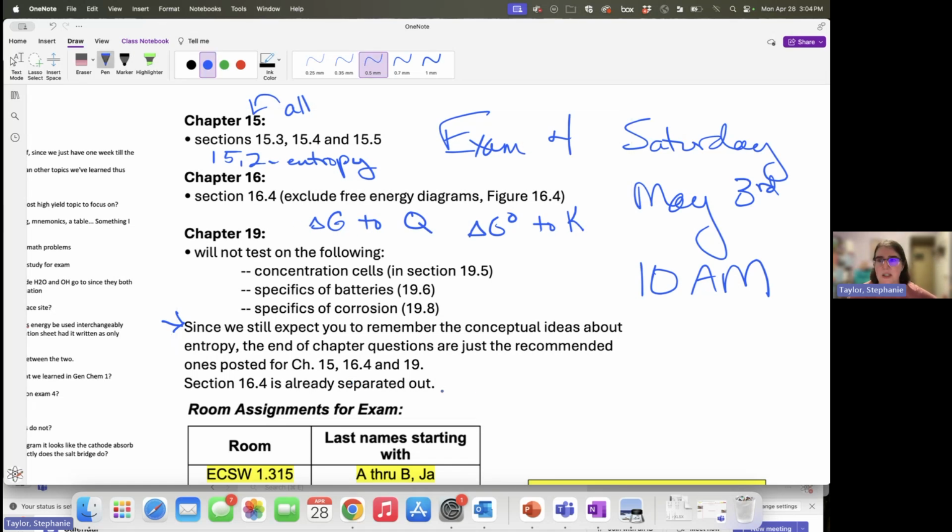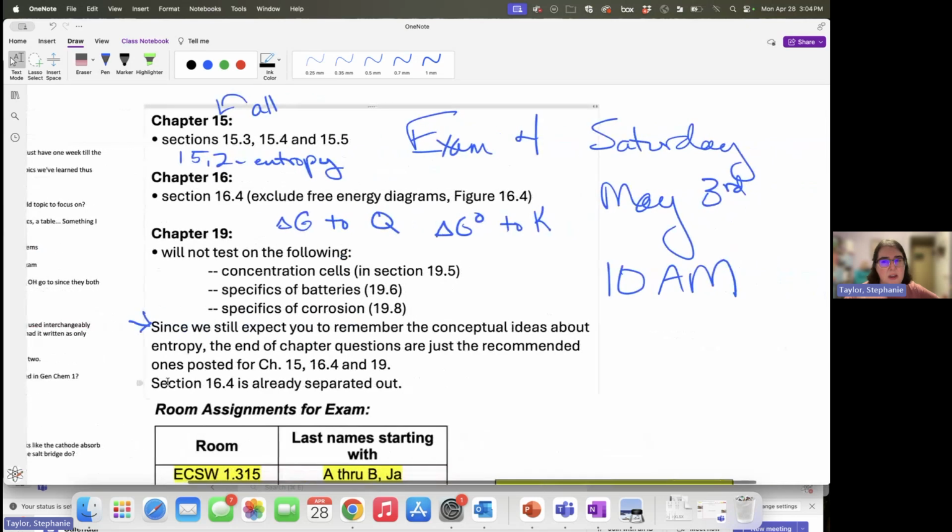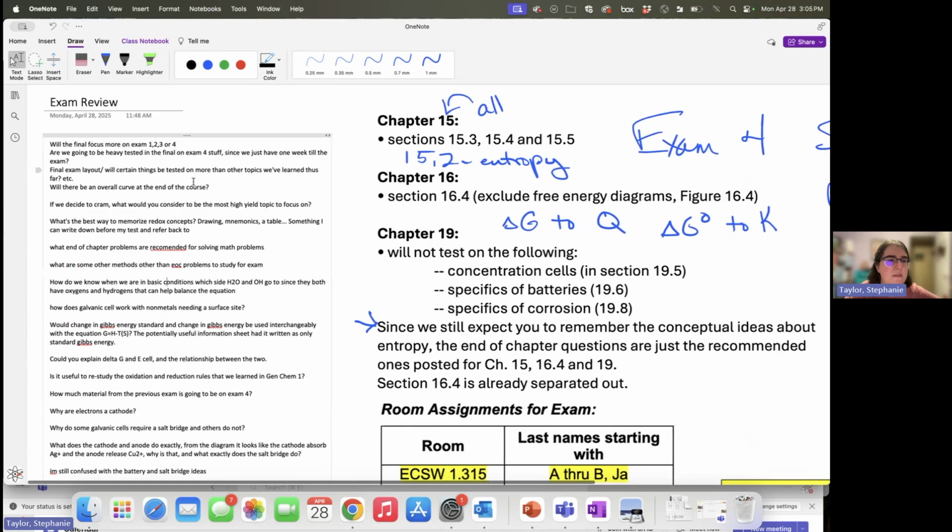So as you guys get in there to look at all of those, that's going to be my recommendation for end of chapter problems. So no specific list this time. So really just 15, the 16.4 that's already separated, and chapter 19. Relatively straightforward, all of those things. So that really gets us through those bits of introductory stuff.